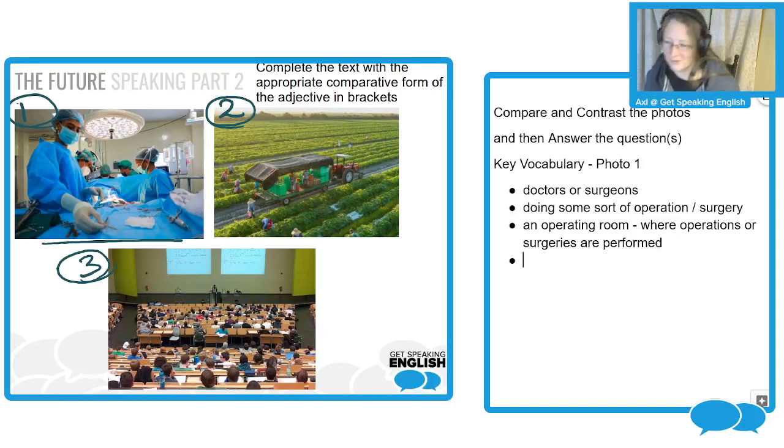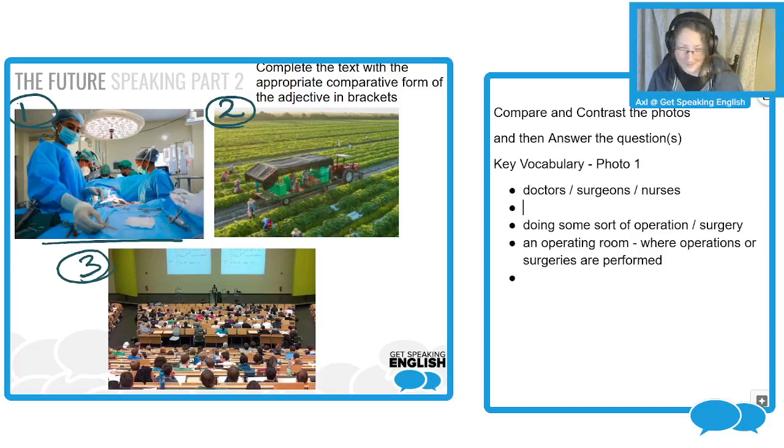Also, right, so there's doctors, there's surgeons, there's also nurses. Usually there are nurses and other different kinds of people involved in an operation. Also, the person being operated on, we would call that a patient. So there's a patient, even though we don't really see the patient.